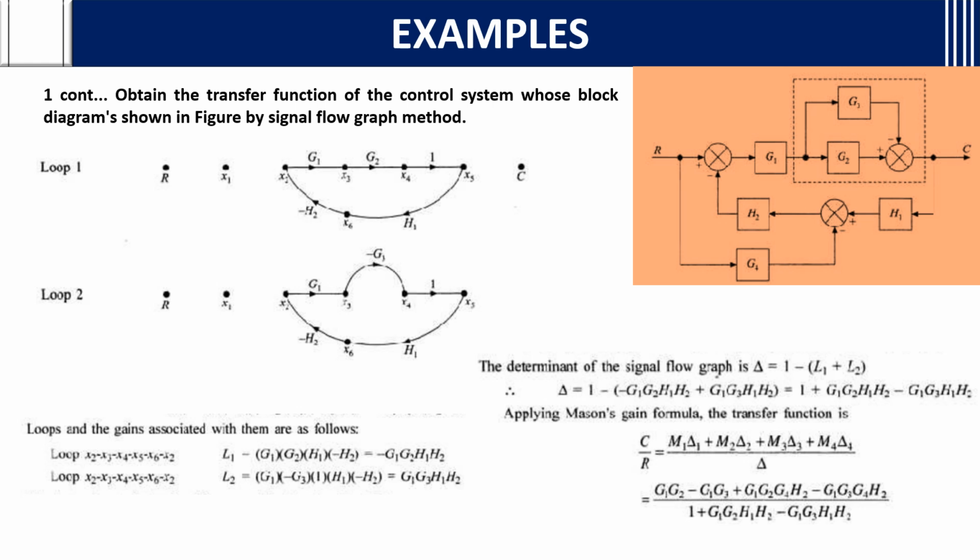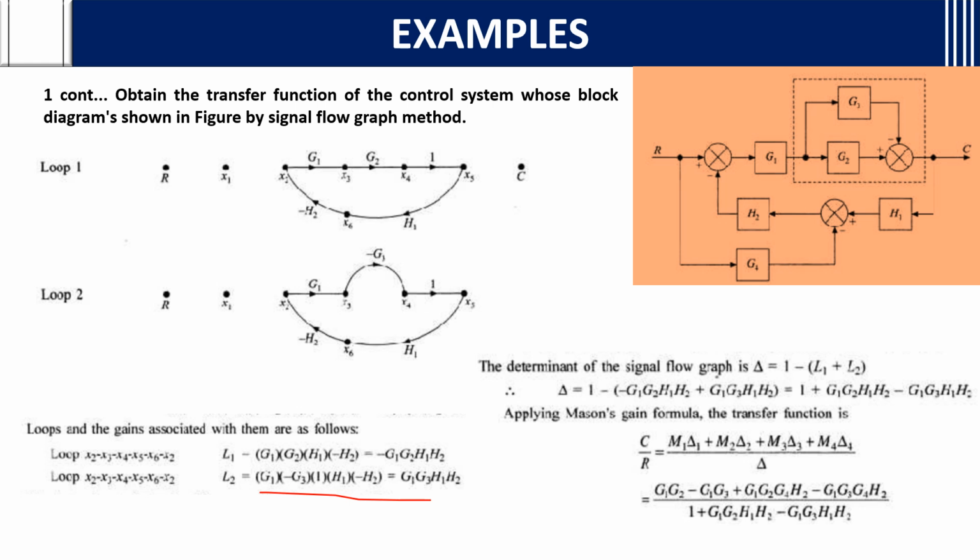For the first loop, what is it? G1, G2, H1 minus H2. So L1 is minus G1, G2, H1, H2. L2 is G1, G3, H1, H2. Here, as it is minus minus, both being minus, it will become plus. Now we are done with L1 and L2.